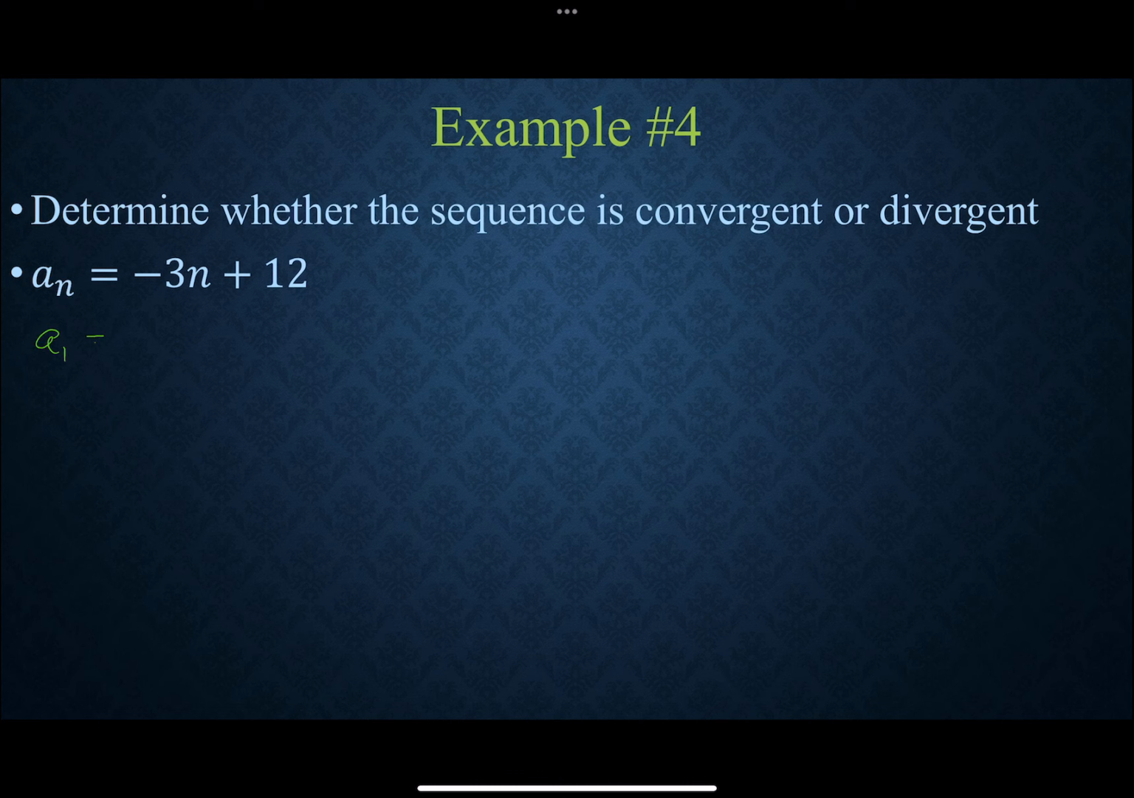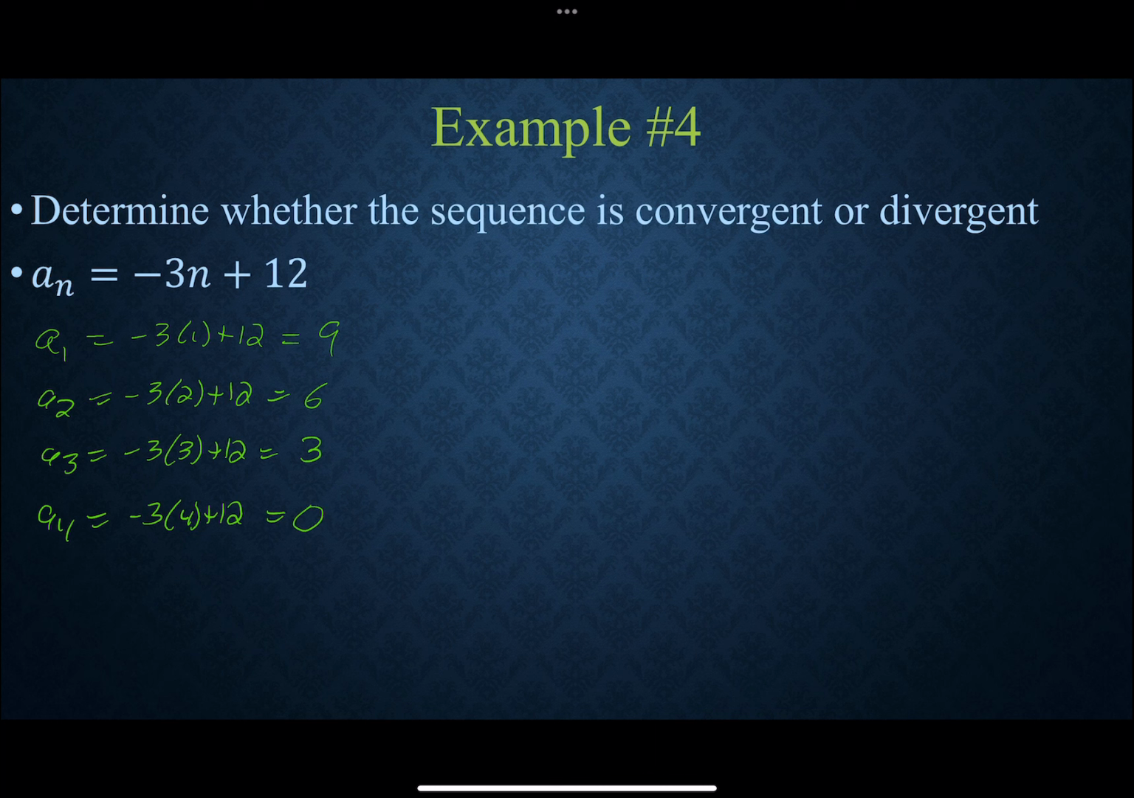So we're going to start with A1. So A1, negative 3 times 1 plus 12, we get 9. A2, negative 3 times 2 plus 12, we get 6. A3, we have negative 3 times 3 plus 12, we get positive 3. A4, negative 3 times 4 plus 12, we get 0. And that's really kind of enough of a look there. If we need to see a little bit more, you'd go a little bit further. But you can see that the amount of change between each of these numbers in the sequence, 9 to 6 to 3 to 0, is not changing. We're not getting closer together. We're not getting further apart, really. We're just staying consistently decreasing by 3 each and every time. So that means this is going to diverge.